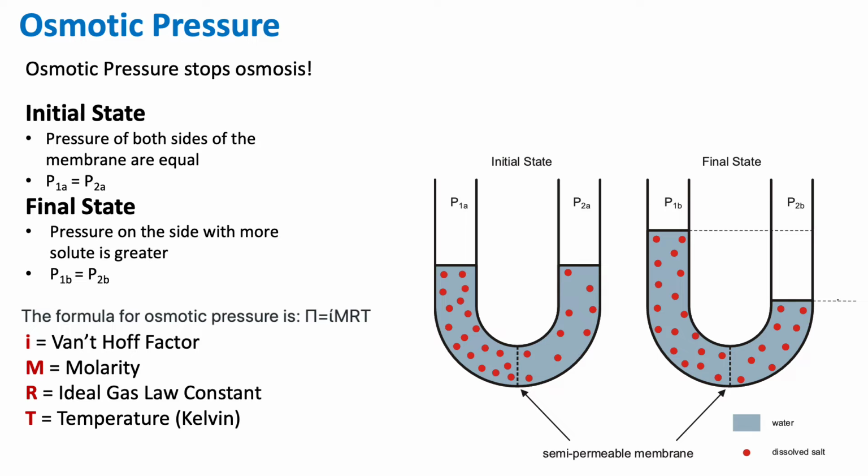And there's actually a mistake over here. P1B is not going to be equal to P2B. We can actually see that P1B is going to be larger than P2B. Over here, P1A and P2A were actually equal to one another.